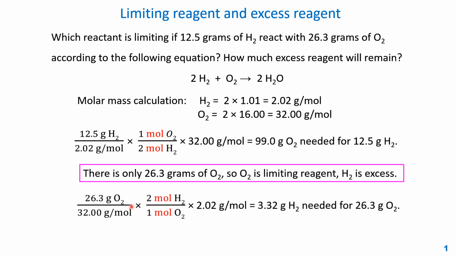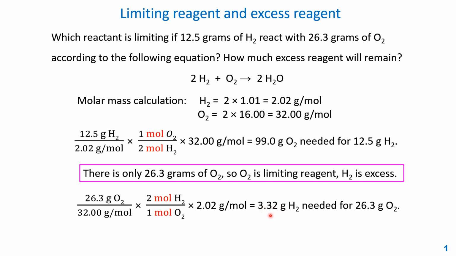Then we can calculate how many grams of hydrogen are needed for these 26.3 grams of oxygen. So use the mass of oxygen divided by the molar mass of oxygen, and then convert the moles of oxygen to moles of hydrogen. That's the mole ratio. You see, the mole ratio is the coefficient ratio of 2 to 1. And when we get the moles of hydrogen, we can multiply by the molar mass of hydrogen. We can find the mass of hydrogen needed for 26.3 grams of oxygen.